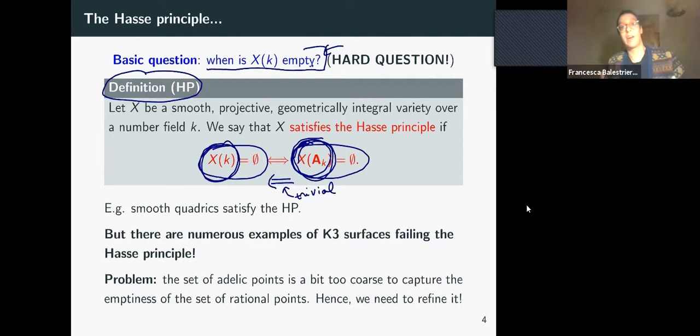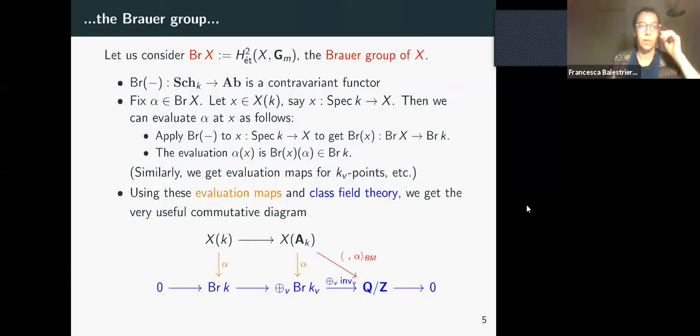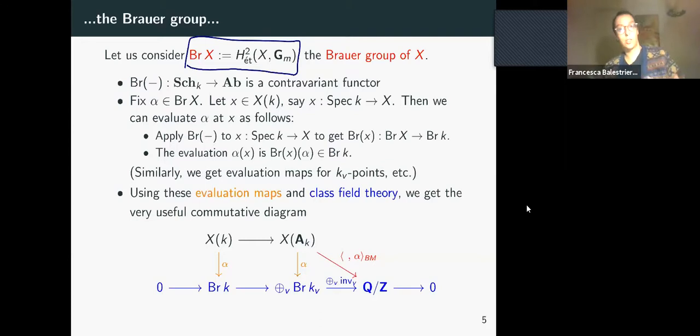So an idea is to refine it, and this is what is classically done. There are many ways to refine the set of adelic points. One such way is to use the Brauer group, and I think Bianca mentioned it a bit during the last talk. The Brauer group of X is just the second étale cohomology with coefficients in G_m, the multiplicative group. The nice thing about the Brauer group of X is that it is a contravariant functor from the category of schemes to the category of abelian groups, or more generally to the category of sets, if you want to use the forgetful functor.